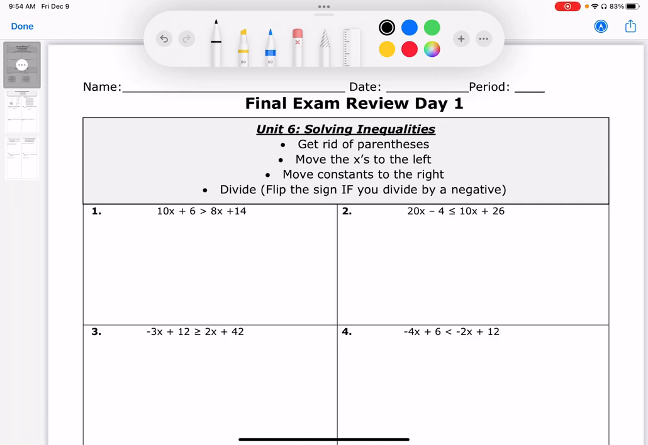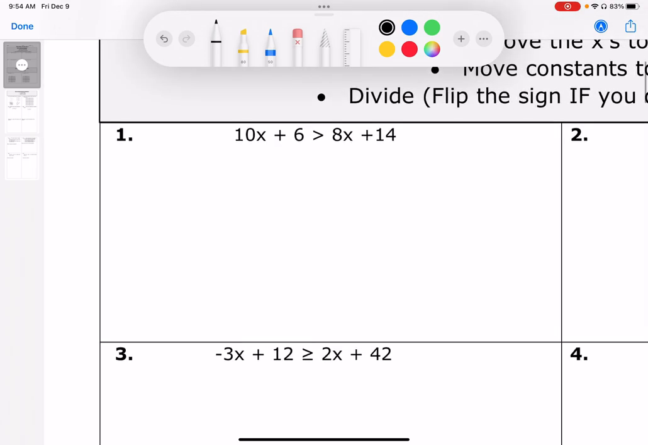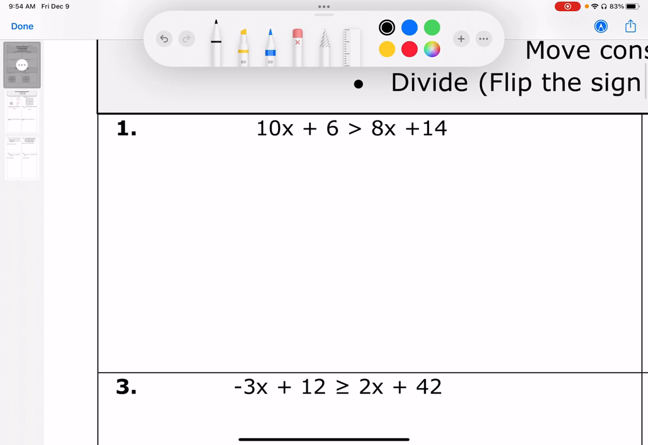Okay, guys, so today we're going to be going over our fall final exam, day one. And the first thing we're going to go over is solving inequalities, which is what we just tested on. So it should be pretty familiar. The first problem says 10x plus 6 is greater than 8x plus 14.